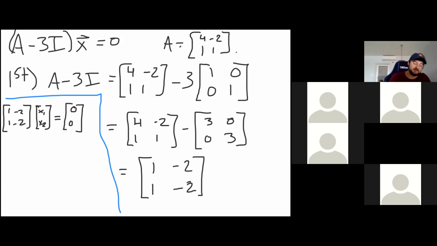And from there, we would just say, okay, throw this into an augmented matrix and row reduce. 1, -2, 1, -2, augmented with 0, 0. And I can see there's one easy row reduction to do here. What would be the row reduction? I want to modify row 2. I'd take row 2 and do ones.